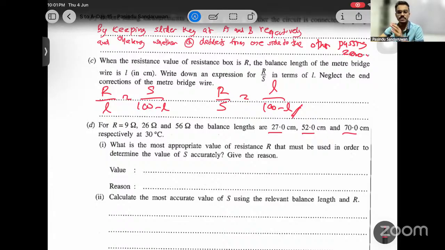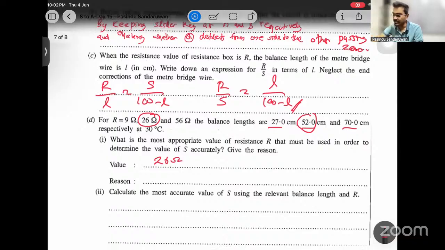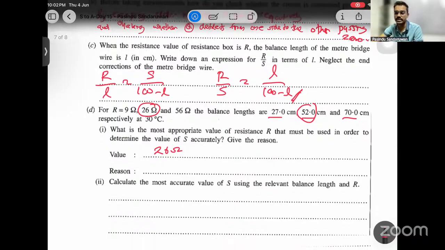If the balance point is biased to one direction, to the lower side or higher side, then percentage errors are higher. So, 52 corresponds to R of 26, then we'll be going with 26. The value is 26 ohms. The reason is about percentage error. You have to explain it.